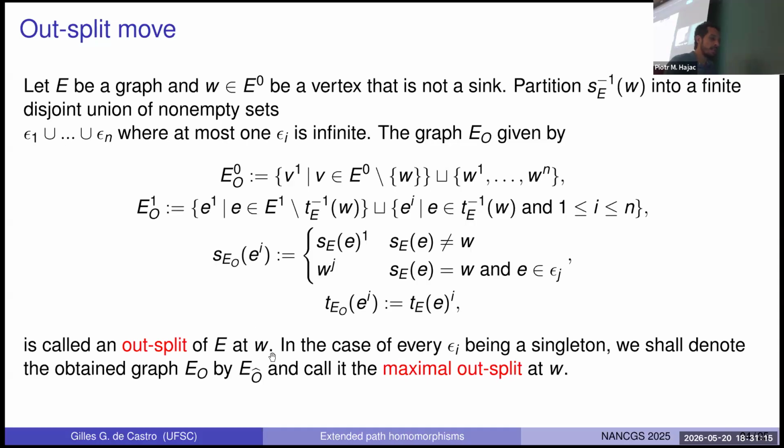So this is an out split at vertex W, and in the case that every epsilon I is a singleton, we call this the maximal out split at W. Because this is a finite union, if every epsilon I is a singleton, then W must be a regular vertex. When it's the maximal split, we denote it by O hat.